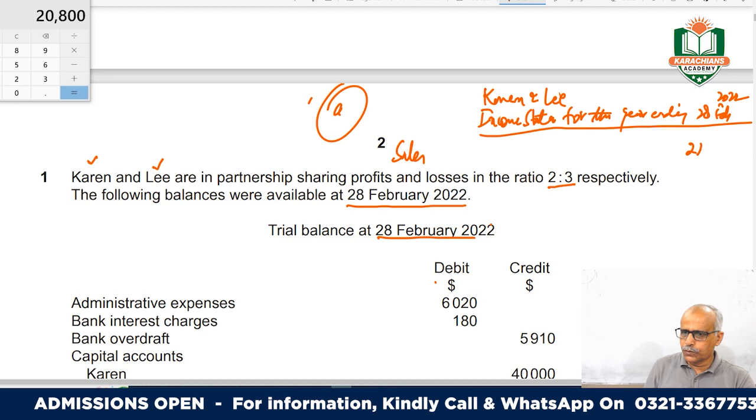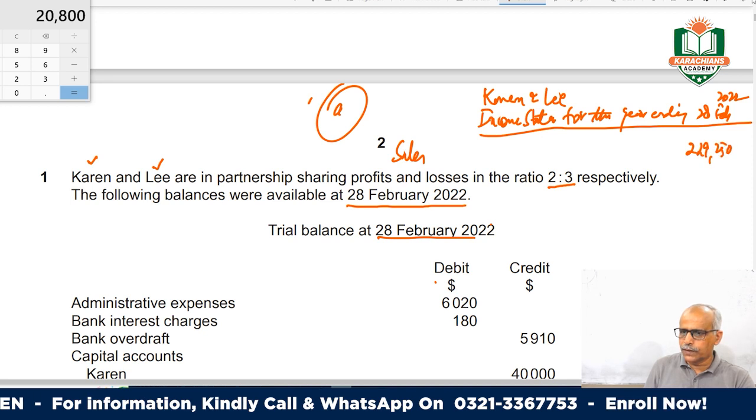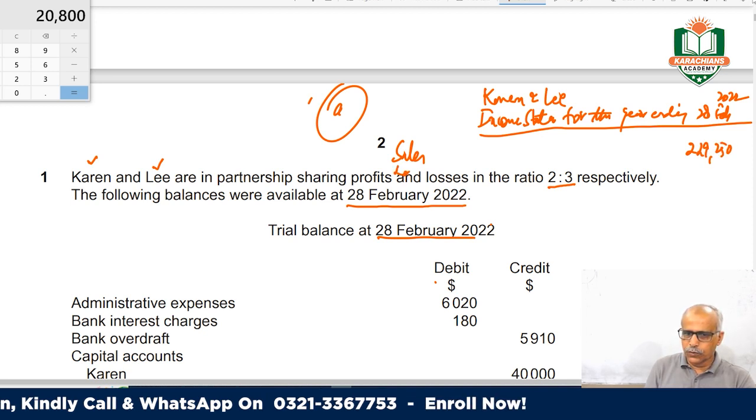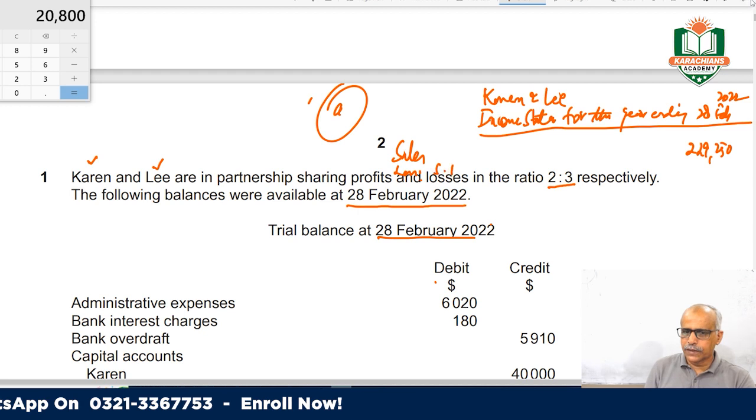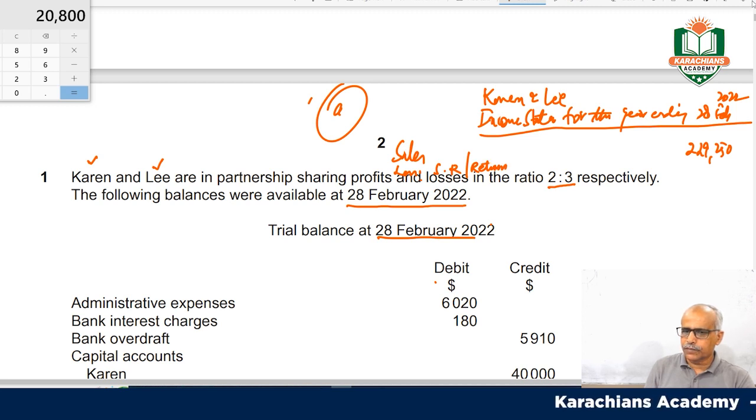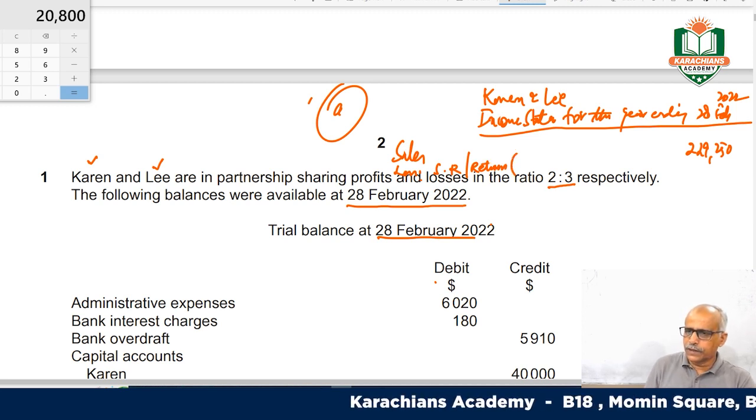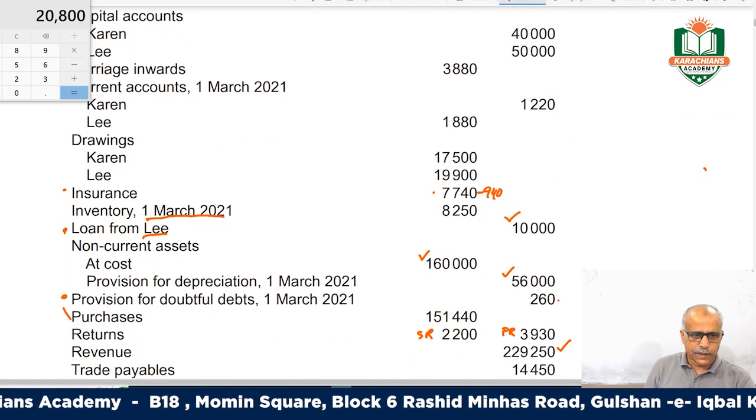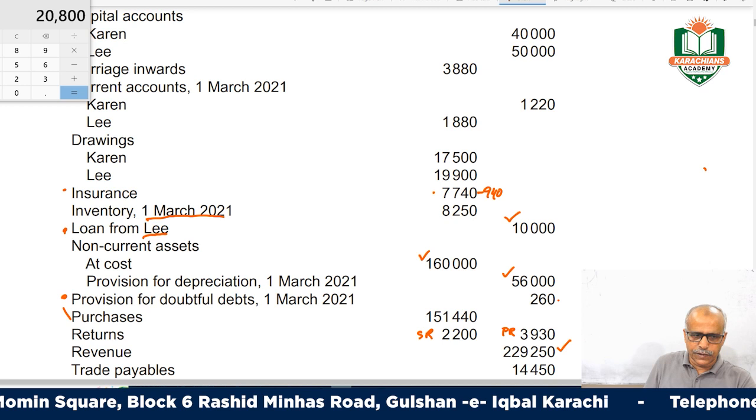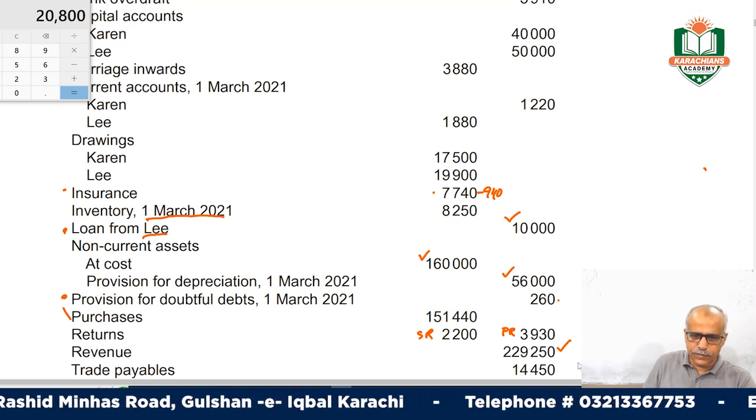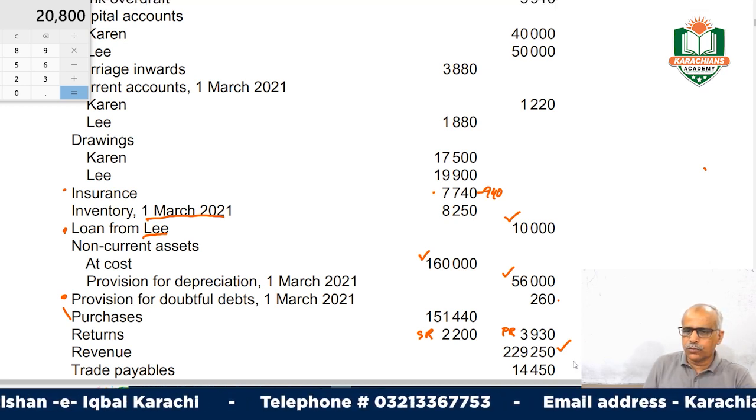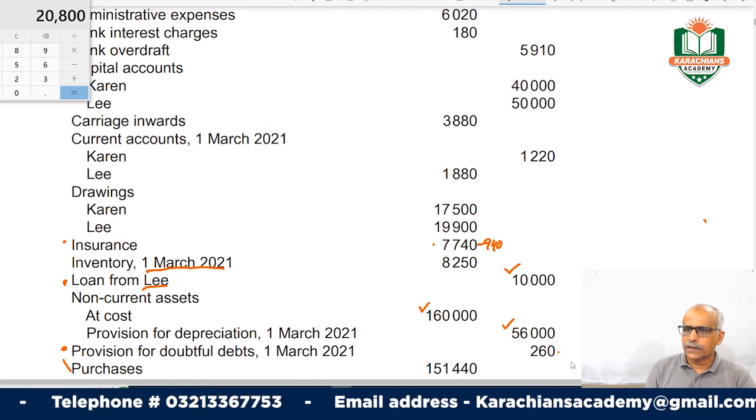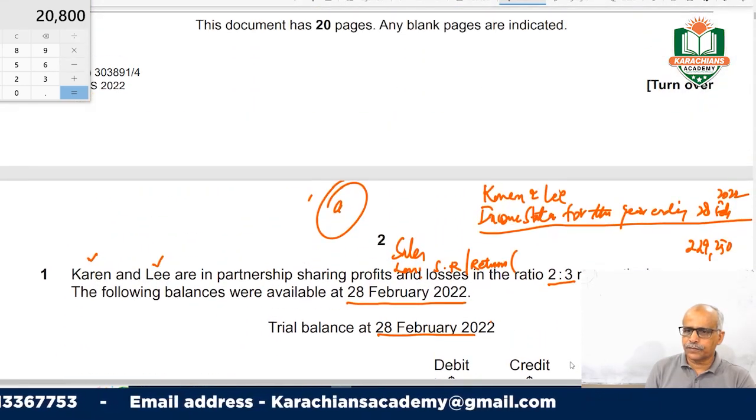Sales is 229,250. Then you have to deduct sales returns. How much did they give you? Sales return is given, just revenue says 2,200.